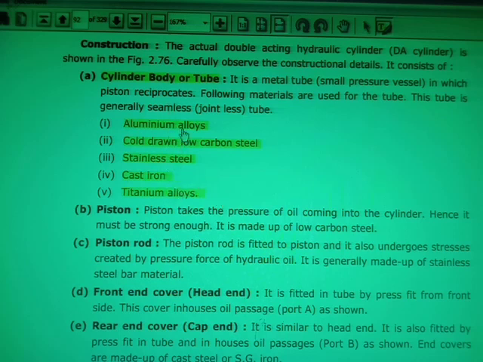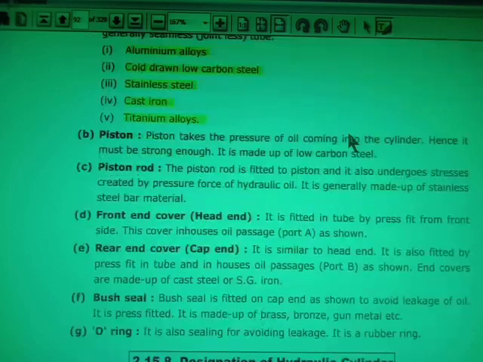Now the selection of material depends upon how much load or how much pressure is there in the system, how much life of the component you want, and how the hydraulic cylinder will be working. There are so many parameters, and depending upon those parameters, different types of materials are used for manufacturing the cylinder body or the tube.